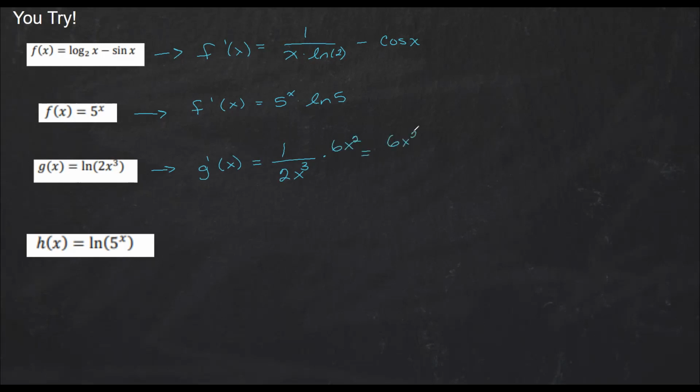These logarithmic functions can oftentimes be simplified quite a bit. So this would end up just being 3 over x.